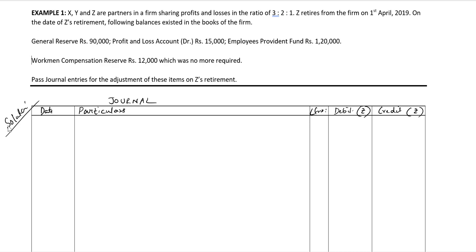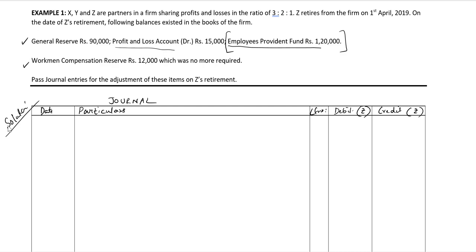They haven't specified which method to use, so we have to use the first method in the absence of information. Our approach to the problem will be to distribute the general reserve of Rs 90,000 and the free workmen compensation reserve of Rs 12,000 among X, Y and Z in their OPSR, which is 3:2:1. Employees Provident Fund is not a reserve to be distributed. It is in fact a liability, so we will ignore it.